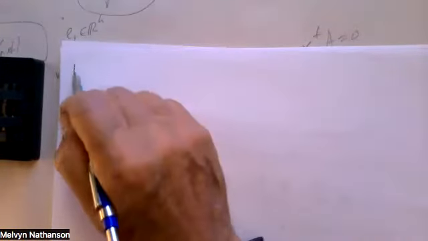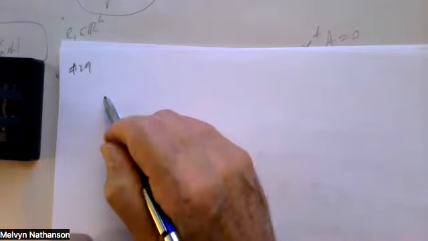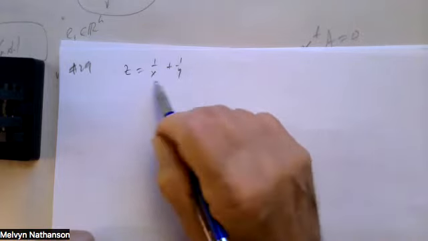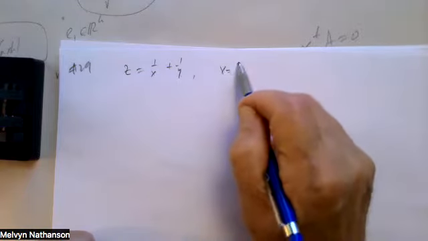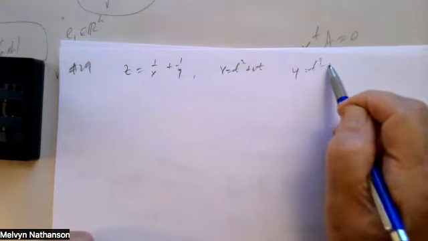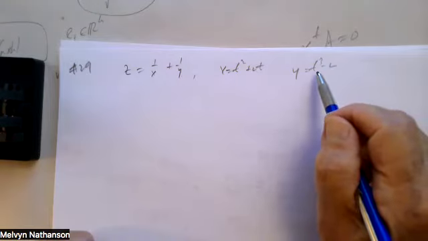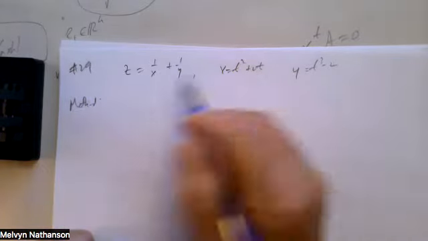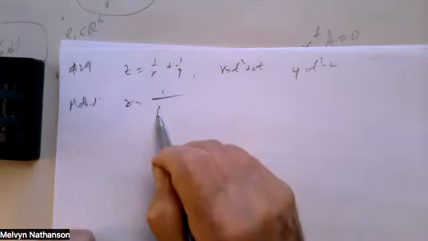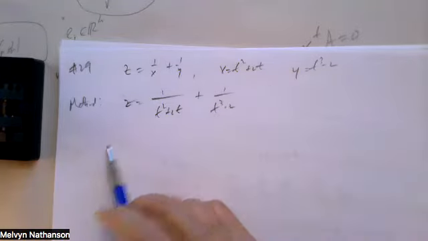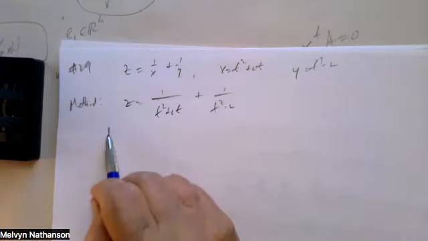So this is problem 29, we have z is 1 over x plus 1 over y. So this is a function of two variables, where x is t squared plus 2t, and y is t cubed minus t. Now, let me solve this, so this is method one. This is not using the chain rule. I just substitute these in. So z is 1 over t squared plus 2t plus 1 over y, which is t cubed minus t. And I can just differentiate this just the way we learned to do in Calc 1.